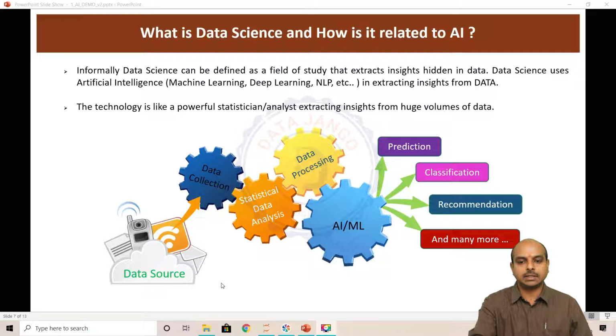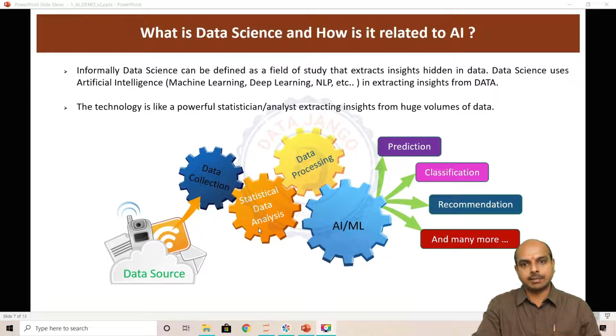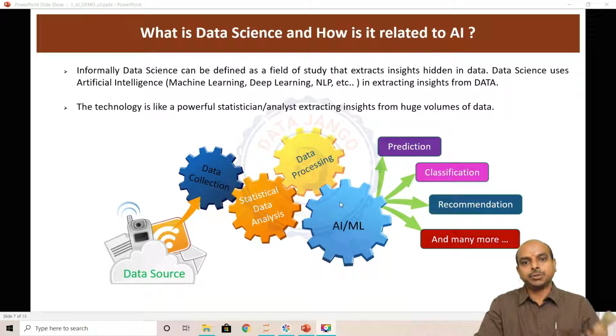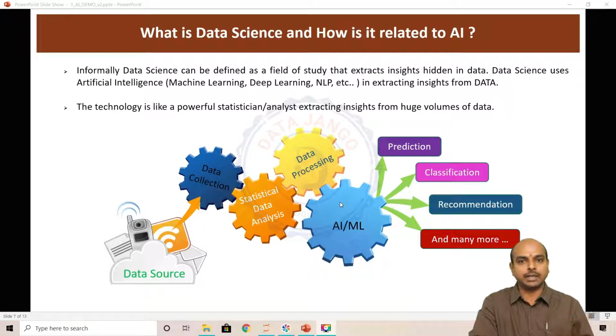So if you look at the different steps here in a data science project, we collect data, and then we do statistical data analysis and understand data patterns and fix problems with the data using data pre-processing techniques. And then we'll apply AI/ML algorithms. AI/ML algorithms are like your pet. Your pet will listen to you and understand whatever you are saying. But somebody else comes in and tries to talk to it, it may not understand.